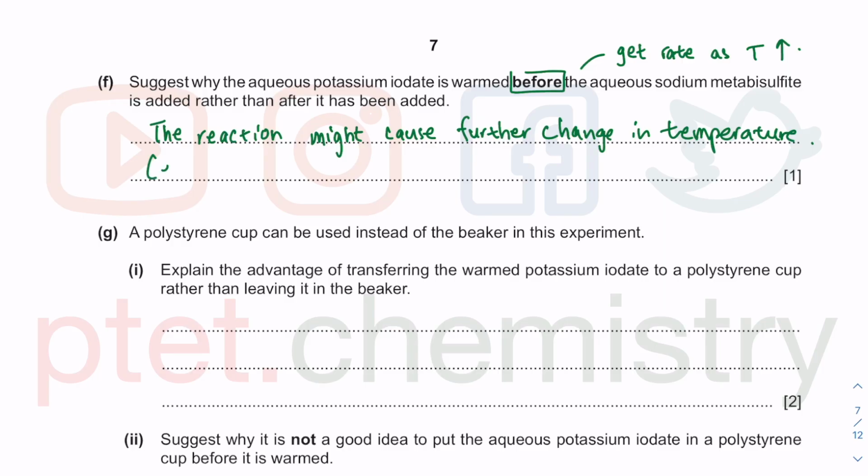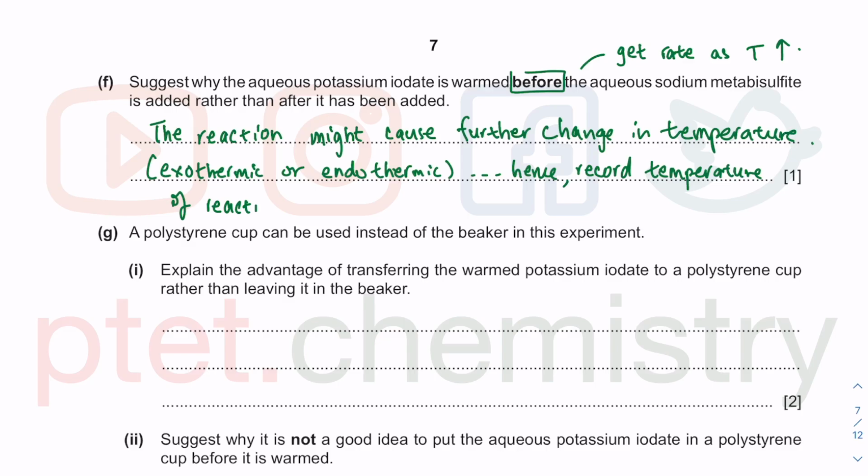So because it could be exothermic or endothermic, we really don't know, because we are not given that information. Neither are we supposed to know unless that's what we are trying to investigate. So hence we must gather the information, the measurement on the thermometer for the temperature before the reaction started. Hence we record the temperature of the solution before the reaction started. Before starting the reaction, we have to get the temperature of the solution.